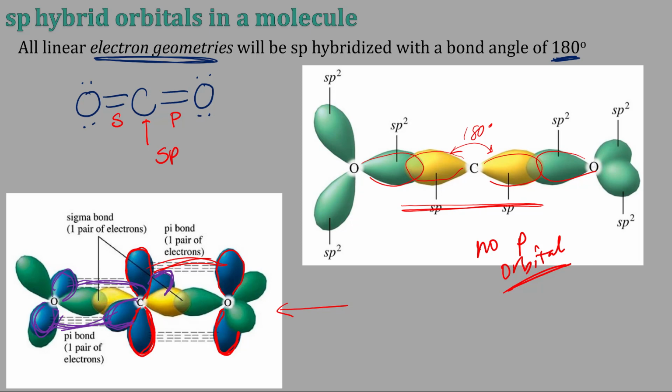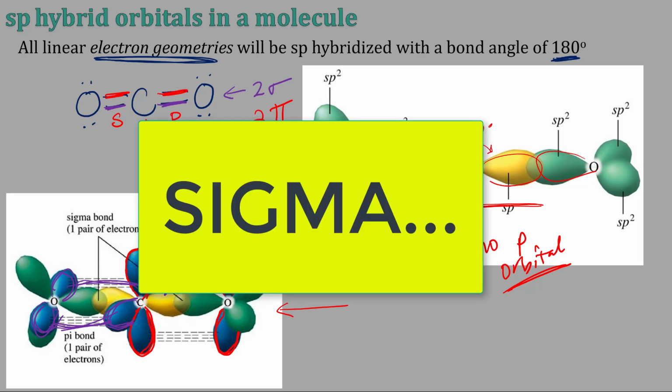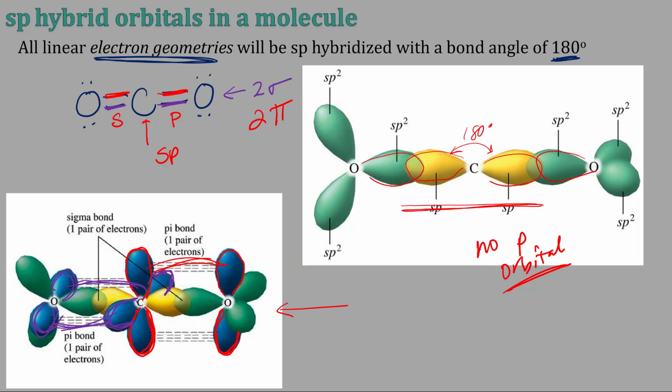So that would be the second pi bond. In CO2, there are 2 sigma bonds. One is here and one is here. And then there are 2 pi bonds. One is here and one is here. So the first bond of a double bond will always be a sigma bond, and the second bond of a double bond will always be a pi bond.